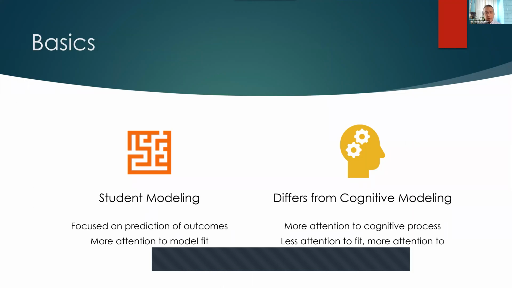First, a little bit of basics. Luke was pointing out to me that we might get some cognitive modelers here, so I want to point out the difference, in my mind at least, between student modeling and cognitive modeling. Student modeling is typically focused on prediction of outcomes, more attention to model fit, and more attention to maybe using the model later in some sort of running system. Whereas cognitive modeling pays more attention to the cognitive processes and to understanding what steps the mind is going through, and maybe less attention to fit, more attention to the pattern of effects.